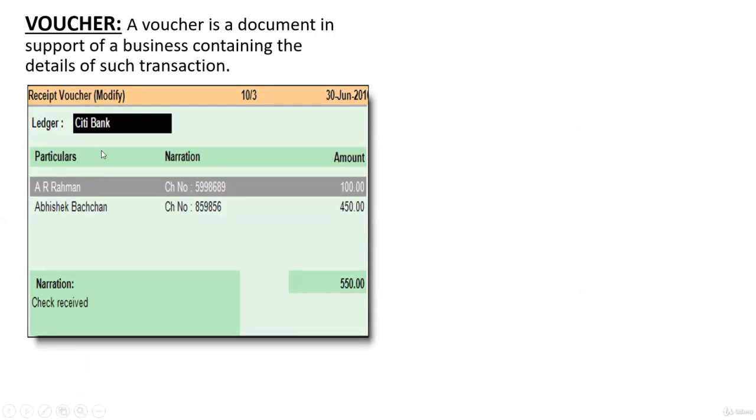So here is the receipt voucher in which I am taking Citibank as my ledger, and we are providing the name of the supplier, A.R. Rahman, providing the check number in narration and stating the amount. So this is my voucher in which I am giving the details of such transaction.